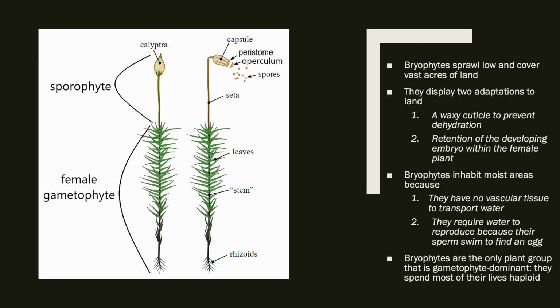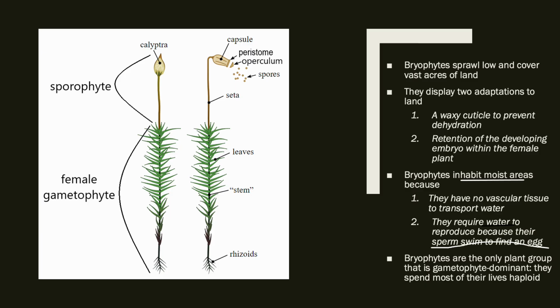They don't have vascular tissue to transport water. That's why they're so small. If you look at moss, it doesn't grow very big. And they're also tied to the water. So you will find moss and liverworts and hornworts in wet areas for the most part because they require water to reproduce. Their sperm have to swim through water to find a neighboring egg. This is why, again, they inhabit primarily moist areas.